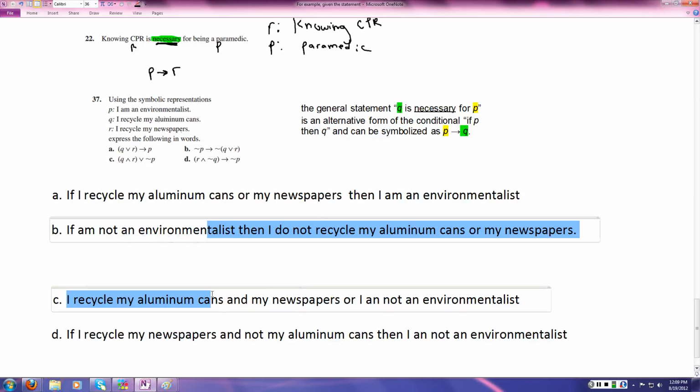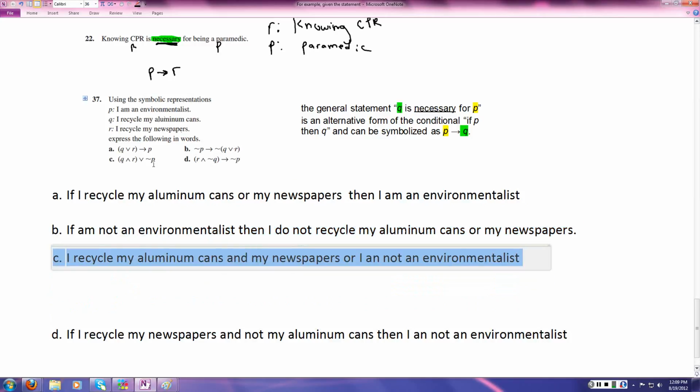C is, there's no conditional here. There's no arrow, so I don't use if-then. I just simply use and, or. The up caret is and. So this is saying I recycle my aluminum cans and my newspapers, or I'm not an environmentalist. P is environmentalist, so the negation of P would be not an environmentalist.